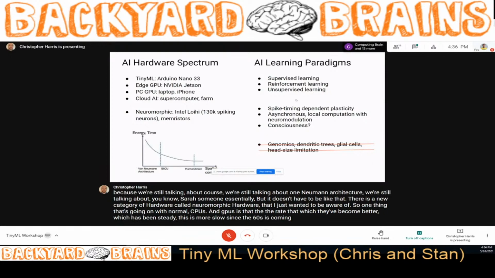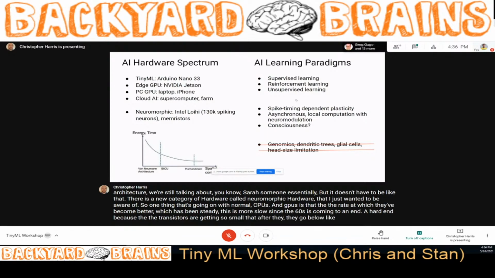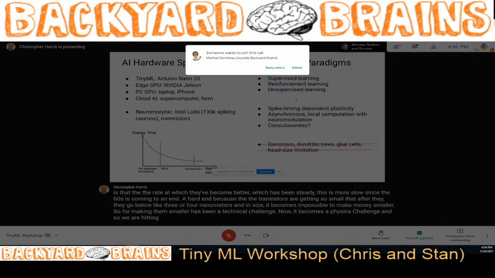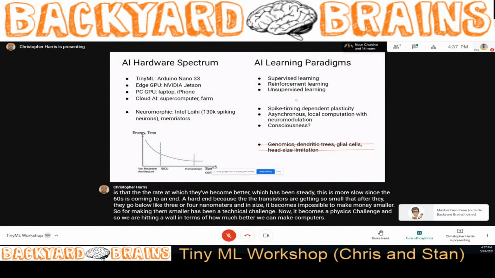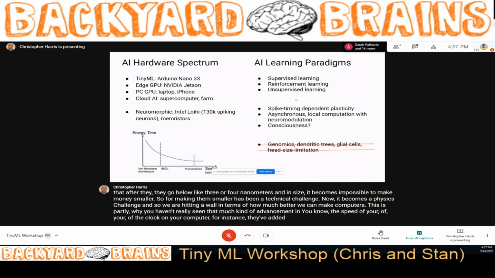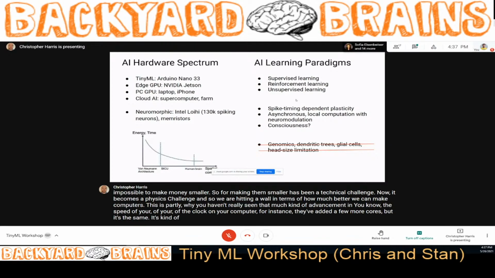is coming to an end, a hard end, because the transistors are getting so small that after they go below like 3 or 4 nanometers in size, it becomes impossible to make them any smaller. So far, making them smaller has been a technical challenge. Now it becomes a physics challenge. And so we are hitting a wall in terms of how much better we can make computers. This is partly why you haven't really seen that much advancement in the speed of the clock on your computer, for instance. They've added a few more cores, but it's kind of the same processor, because it's getting harder and harder to make them faster.